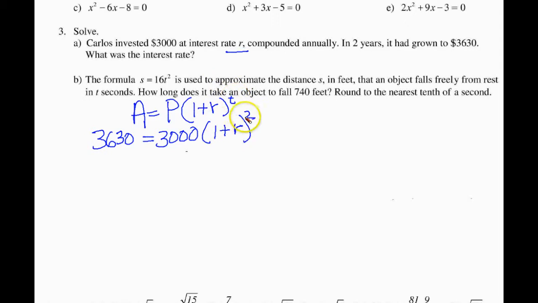We don't know what R is, but we know our time is 2 years. So how do we solve that? Well, we want to isolate where the R is. So we're going to divide both sides by 3,000. And again, this is your recipe if you have any like that. So this cancels out, and let me just erase this to save a little room.